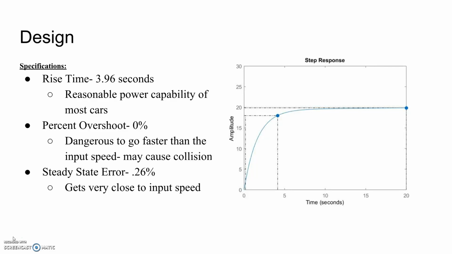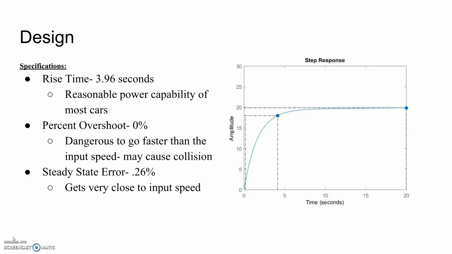Our three goals we defined in the setting of the problem, rise time, percent overshoot, and steady state error, were all met by our design. Our rise time was 3.96 seconds, which is in line with the power capabilities of most cars. This rise time makes sure the car is not reaching its final velocity too quickly or too slowly.